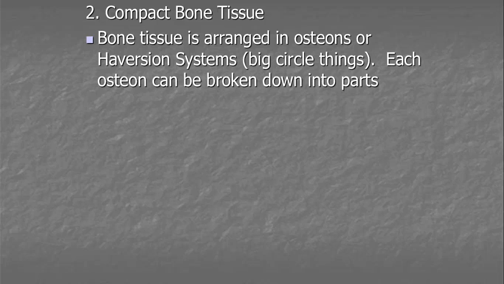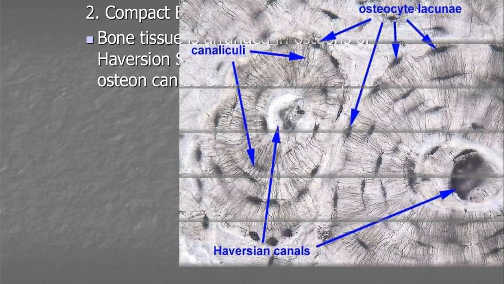Compact bone tissue is bone tissue that is arranged in systems called osteons. Another name for them is Haversian canal systems, but they're these big circle, tree trunk looking things. If you cut a tree in half and looked at the rings, that's kind of what it looks like. They are a repeating system of osteons, and each individual osteon, each one tree trunk that's been cut, can be broken down into separate individual parts.